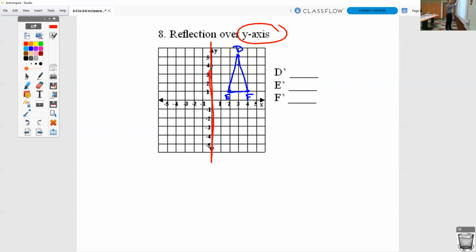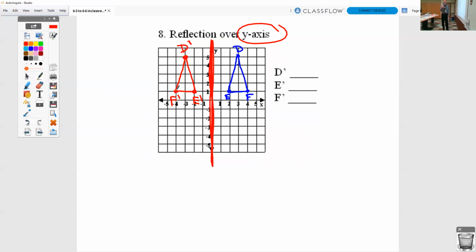I would make that line darker. This is the line that you're counting to and the line that you're counting from. So D is 1, 2, 3 places to it, 1, 2, 3 places away from it. This is D prime. E is 1, 2 places to it, 1, 2 places away from it. This is E prime. F is 1, 2, 3, 4 places to it, 1, 2, 3, 4 places away from it. Is F prime. Connect the dots.